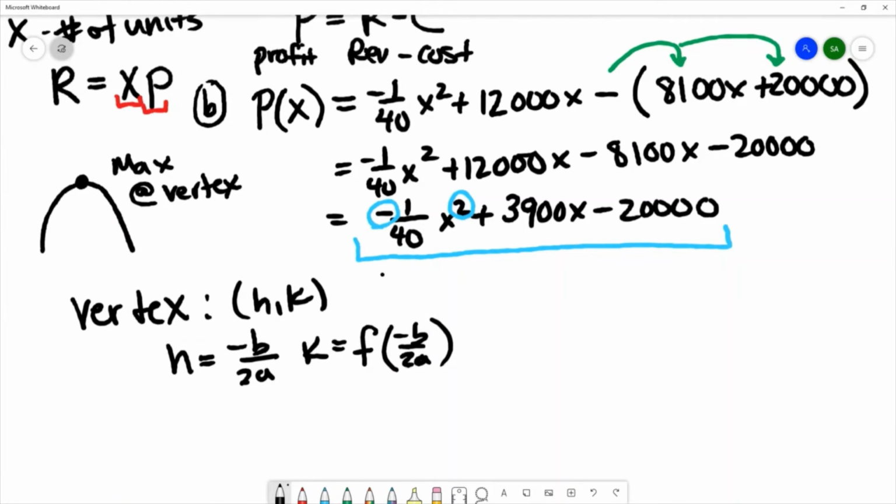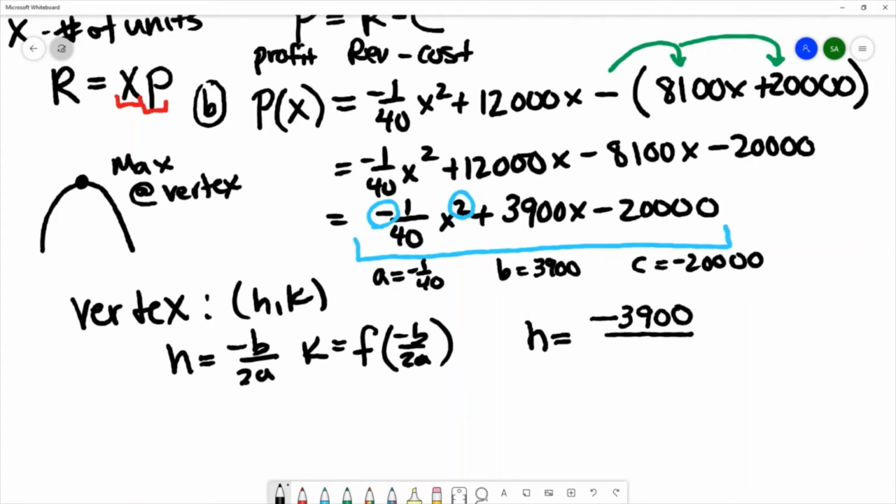A is equal to negative 1/40. B is 3,900. And C is negative 20,000. A is the coefficient of the squared term. B is the coefficient of the linear term, the x term, and C is the constant. So for our x-coordinate of the vertex, that's going to be negative B over 2 times A, that's negative 3,900 over 2 times negative 1/40. We know this is going to be positive because we're dividing a negative by a negative.